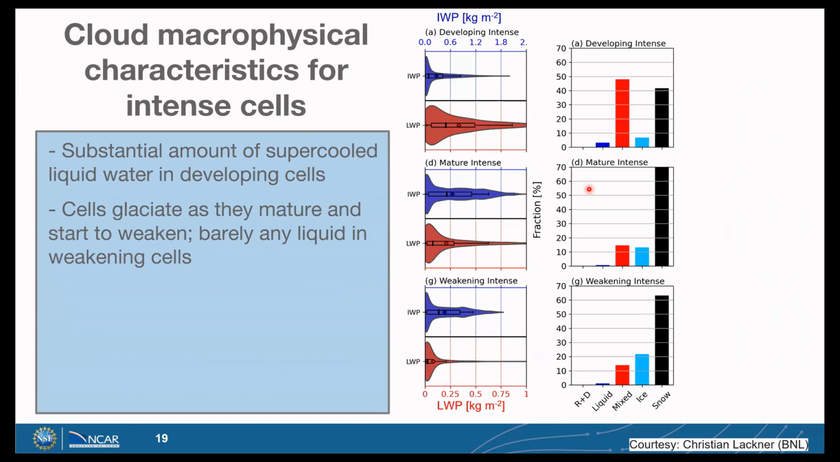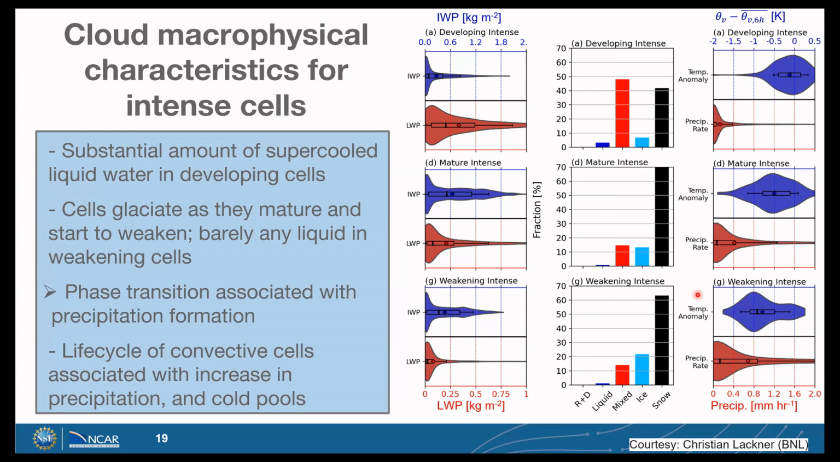Also, there's a substantial amount of supercooled liquid water in these developing cells, which makes sense because their vertical motions are the strongest. You have the most turbulence. You're driving your initial liquid water production. And then as they mature, the cells begin to glaciate. There's not nearly as much liquid in these more mature cells. And of course, the weakening cells, they're essentially fully glaciated, right? There's very little liquid remaining, mostly in this cloud phase product, mostly showing snow dominating. And this phase transition is also associated with the observed precipitation formation.